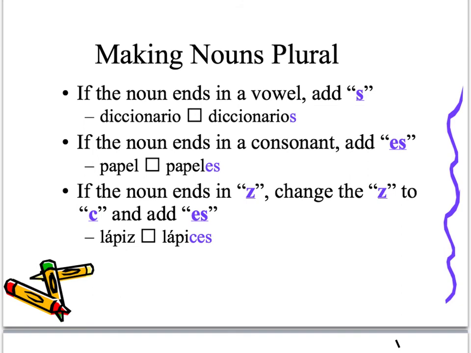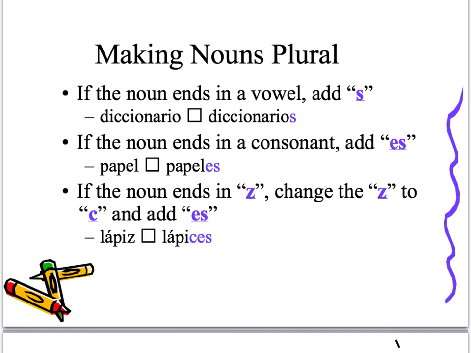In English, sometimes we don't always pronounce every syllable, but in Spanish we would. So like papel, papeles. We don't say papels. Okay, papel, papeles. Diccionario, diccionarios. I don't have to do anything but add an S if it ends in a vowel, add an ES if it's a consonant. Here's where the trick comes in.